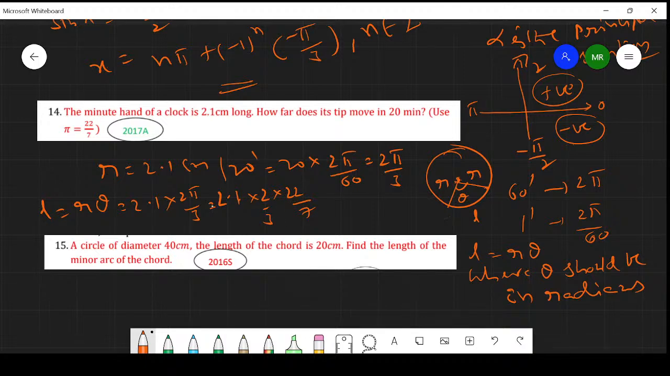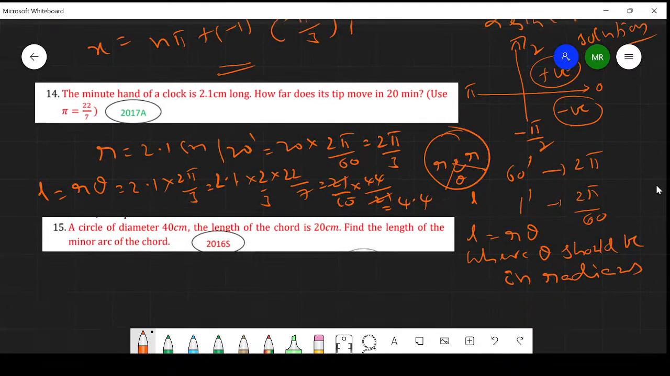You can see here, 2.1 is 21 by 10, into 44 by 21. Now 21 cancels, and 44 by 10 gives 4.4, right? L value is 4.4 centimeters. Correct, we get 4.4 centimeters as our answer. That is the length of the arc it moves. I can write, it moves 4.4 centimeters.